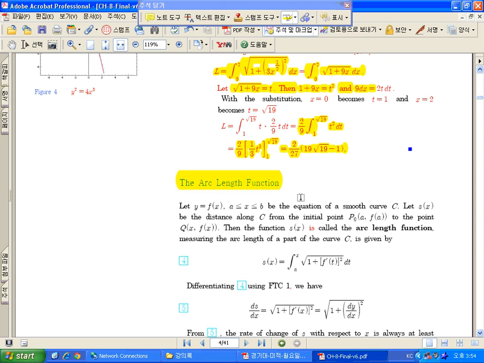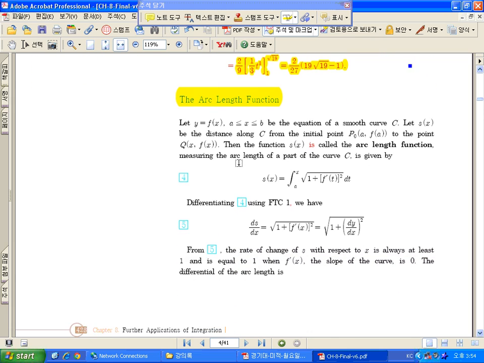Next, the arc length function. Now we generalize the facts that we have learned. Let f equal f of x, with x in the interval from a to b, be the equation of a smooth curve C. Smooth curve means exactly what it says. It's a differentiable function. An infinitely differentiable function is called a smooth curve.